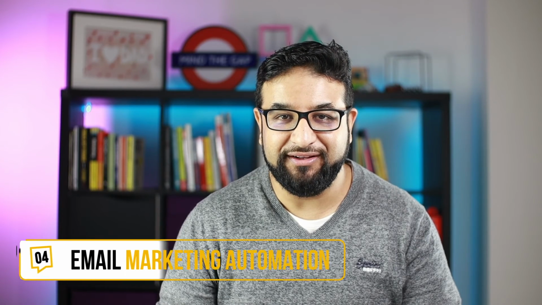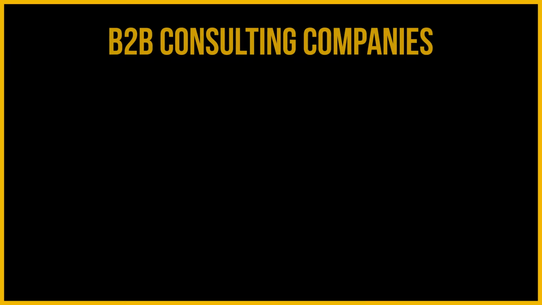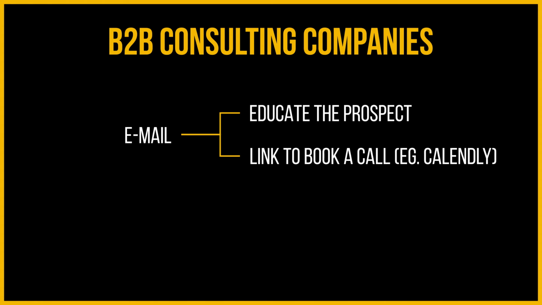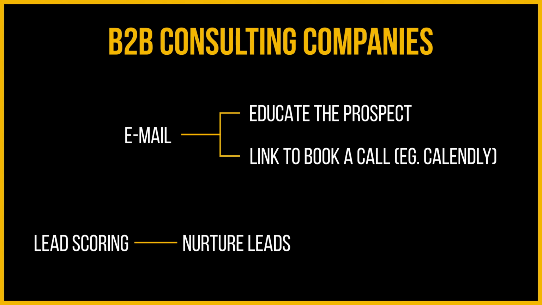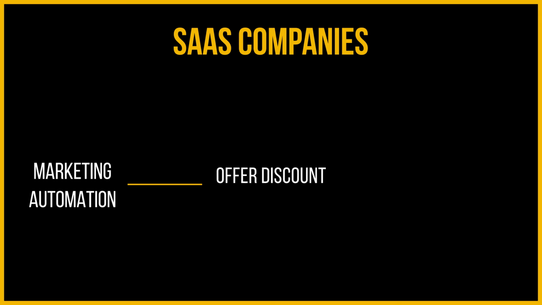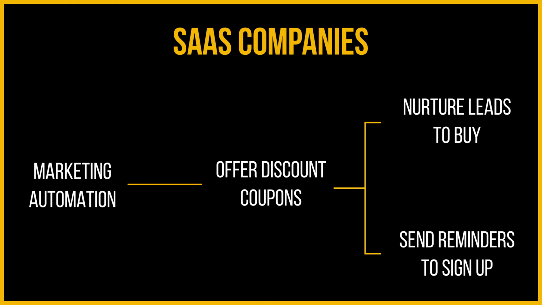Just like in the middle of the funnel, marketing automation can be your secret weapon to generate sales qualified leads. For B2B consulting companies, you surely need more touch points, but it can start with an email that offers resources to further educate the prospect on the company and also include a link to book a consultation call. With clever lead scoring, you can automatically nurture leads, and depending on their job title, industry, company size, you can move them from the middle of the funnel stage to the bottom of the funnel stage. For SaaS companies, marketing automation for sales qualified leads could mean offering discounts, coupons to nurture leads to buy or send reminders to sign up for the full offer.